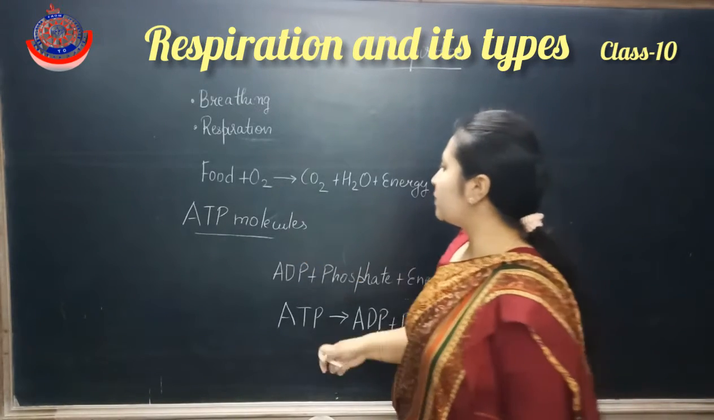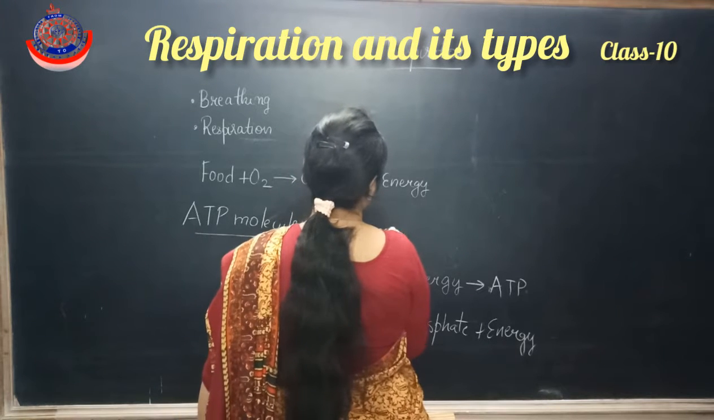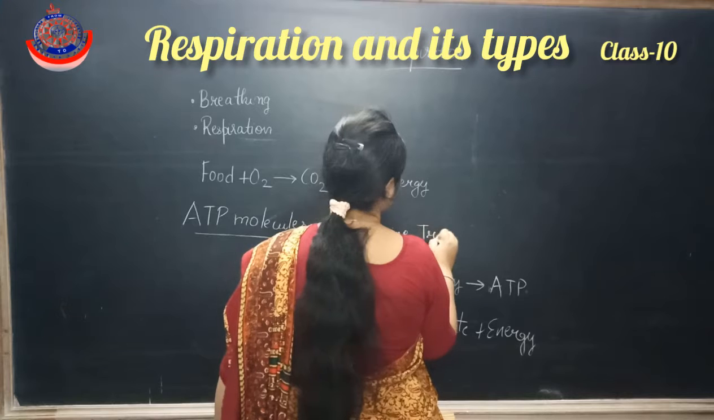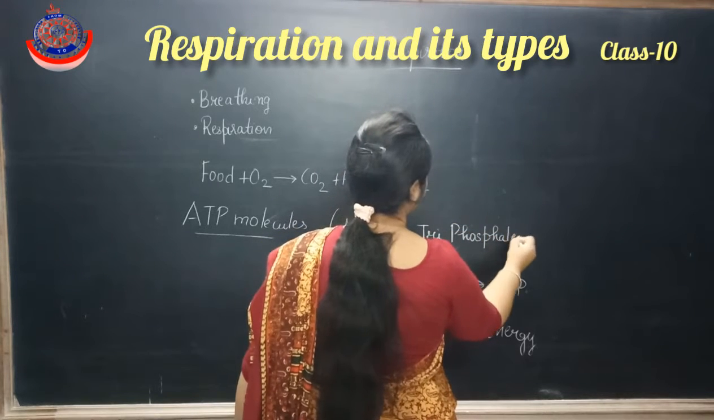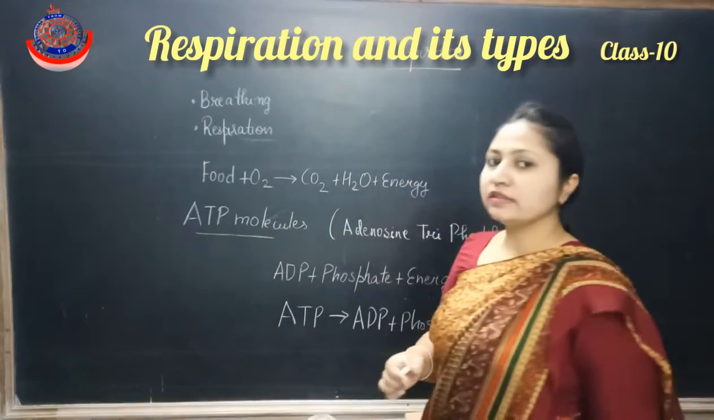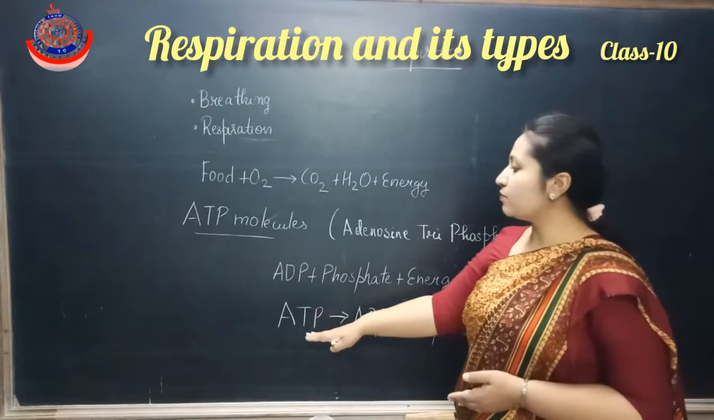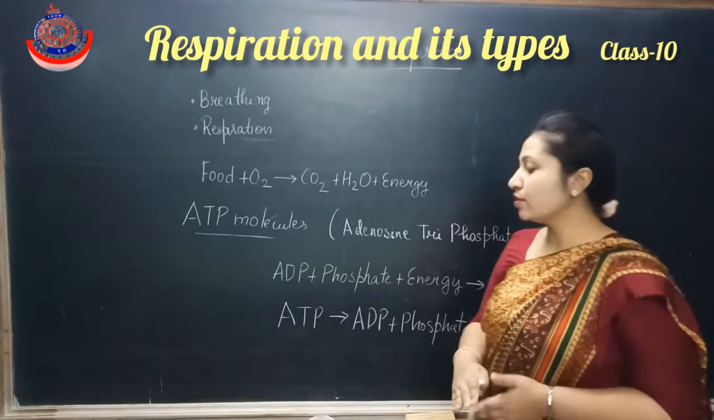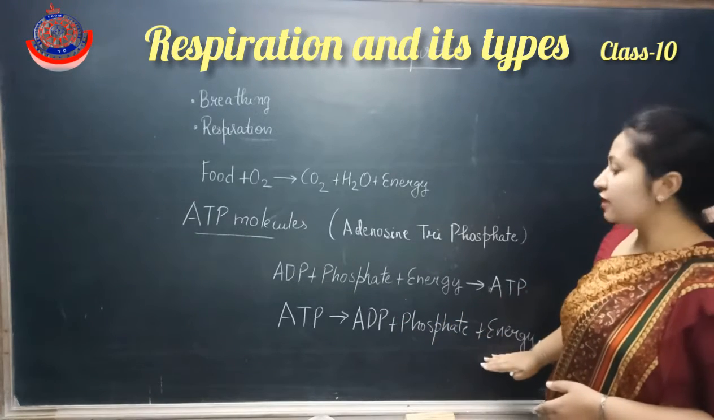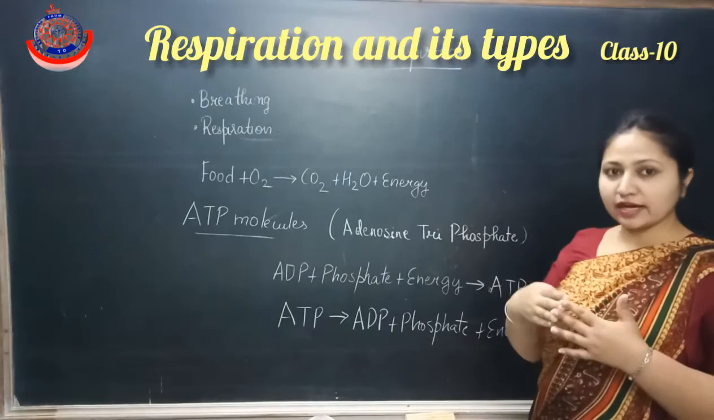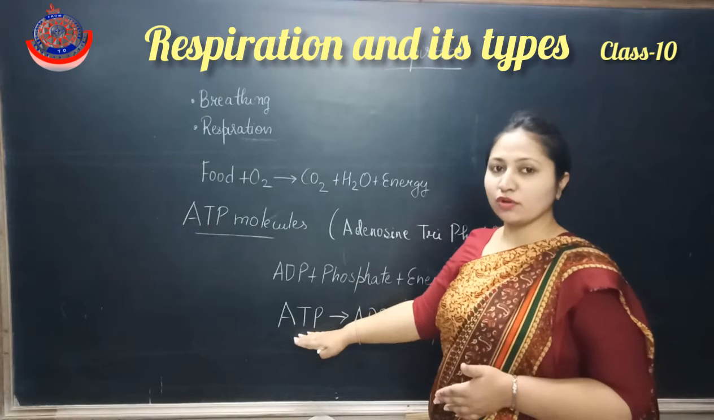Now what are these ATP molecules? These are adenosine triphosphate molecules. Whenever the cell requires energy, these ATP molecules break down to produce ADP plus phosphate plus energy. It means the energy is stored in the bonds of the ATP molecule.